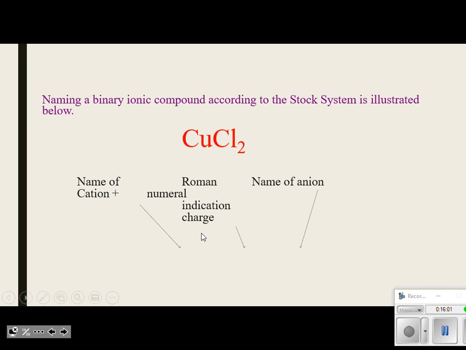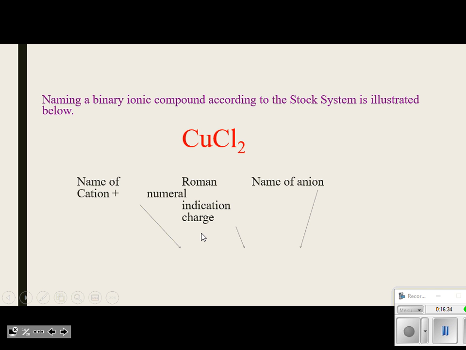+1 and +2. So now we have to decide which copper we have. Copper 1 or copper 2. Now, I let the cat out of the bag because I clicked one too far, if you would have paid attention there. All right? How do I tell which copper it is? I need to look at chlorine. Okay? Look at the chloride. We know what charge chloride is, don't we? What is chloride?